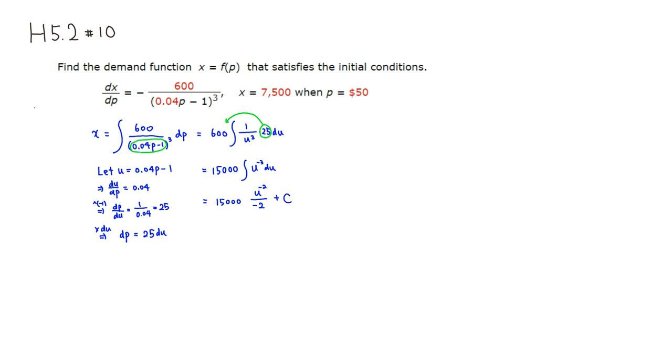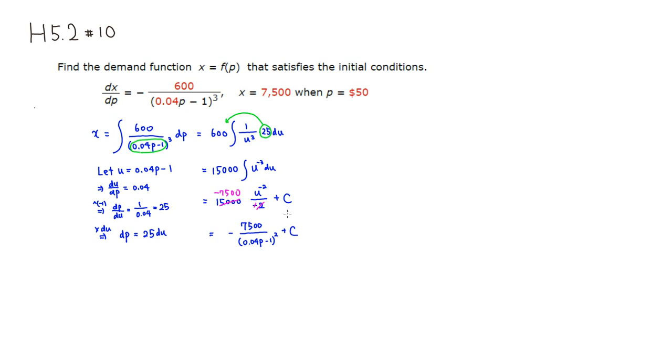Then we can cancel. 15,000 divided by 2 is 7,500, with the negative sign. So it's going to look like negative 7,500 over u, where u is originally 0.04p minus 1, and you have a square because of the 2 there, and then plus some constant c.